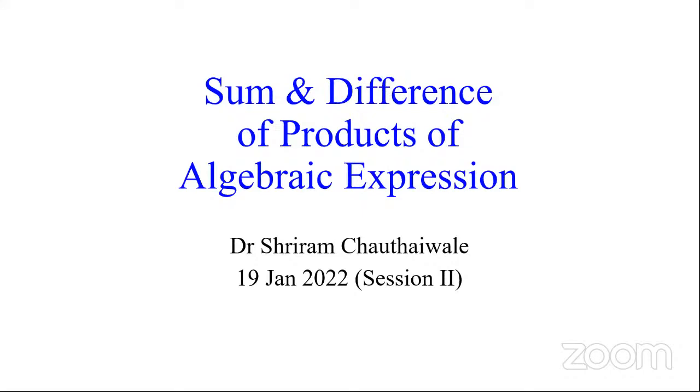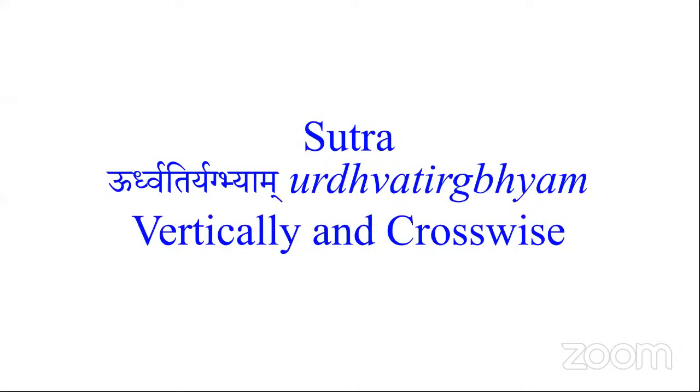Now we come to the second part of our discussion, sum and difference of products of algebraic expressions. They are easy. You will not believe me. Calculations are easier for algebraic multiplications than numbers. Again, we'll start with the linear expressions, then quadratic, cubic, etc. Same as first 1 digit, 1 digit, 2 digit, 3 digit. We will move that way. Sutra is same. Urdhva Tiryakbhyam, vertically and crosswise.